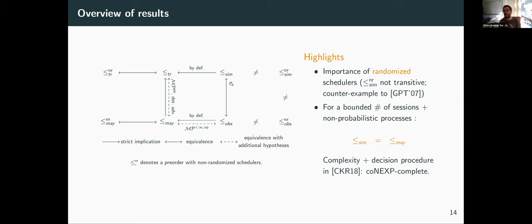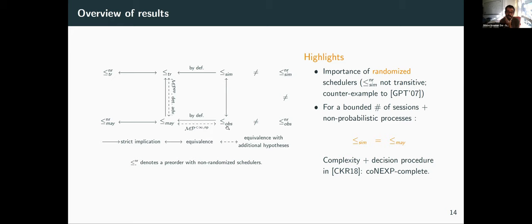And more globally, we are showing that similarity with randomized schedulers that I'm having here is different from similarity with non-randomized schedulers, which is different from observational equivalence if we take non-randomized schedulers and so on. While in our setting, which is more general, where you can have randomized schedulers, we're showing as expected that similarity and also bisimulation coincide with observational simulation and observational pre-order coincide, and bisimulation and observational equivalence coincide.